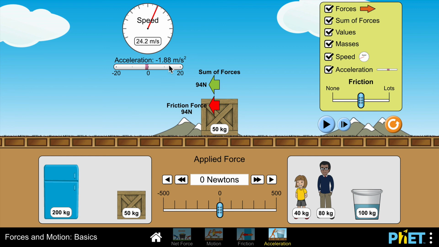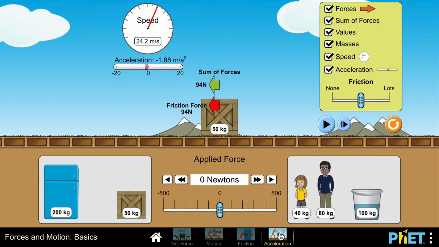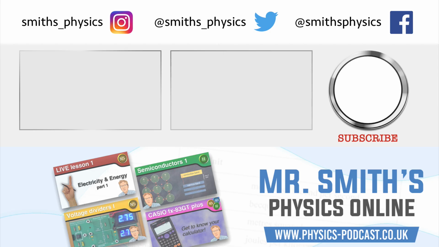There's lots to play with in this simulation. As I said, 4 different screens that you can look at, some of them incorporating friction, some of them not, but perfect in order to look at Newton's first and Newton's second law. That's us for now though, and we'll see you in the next video.